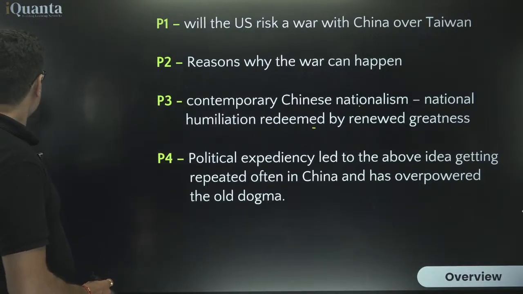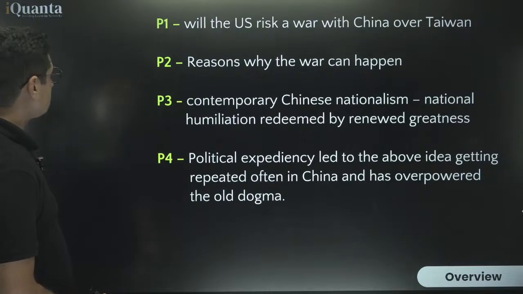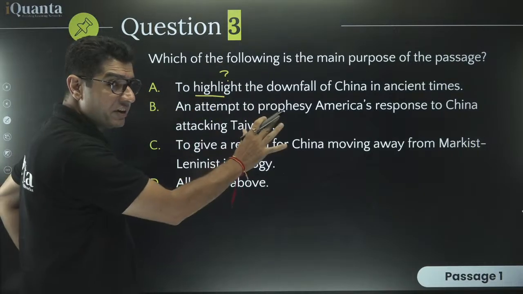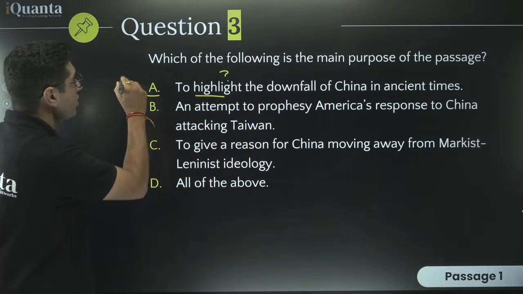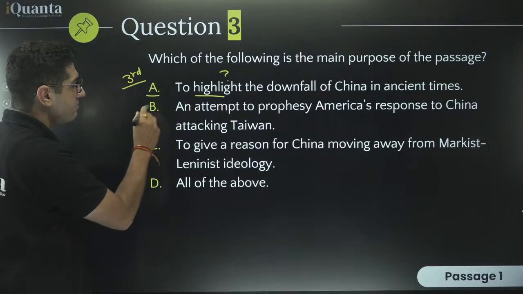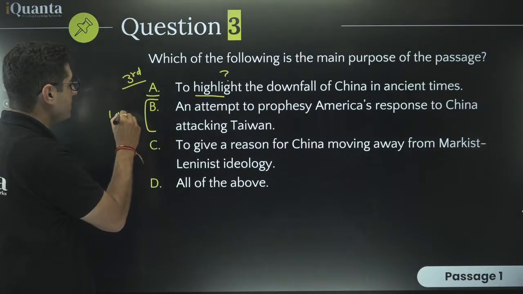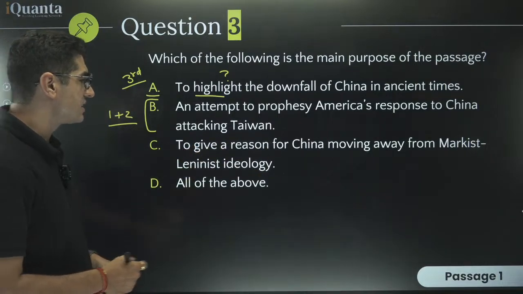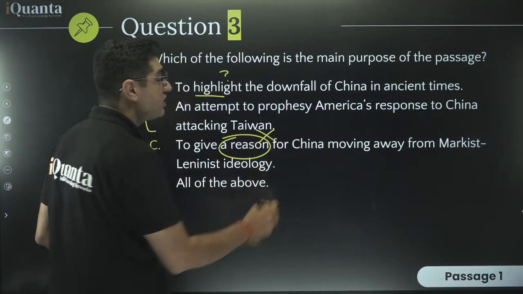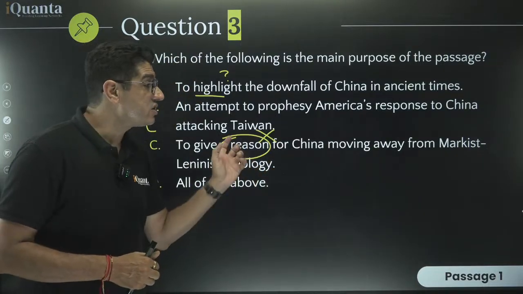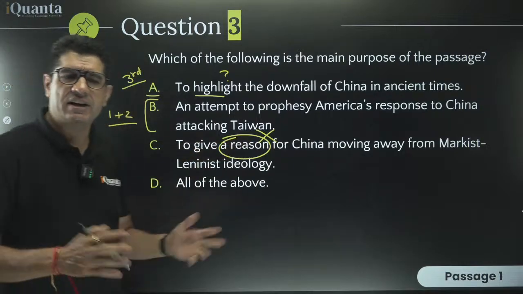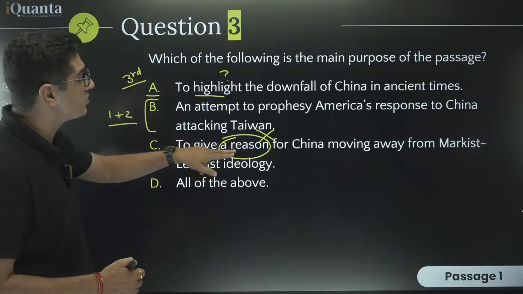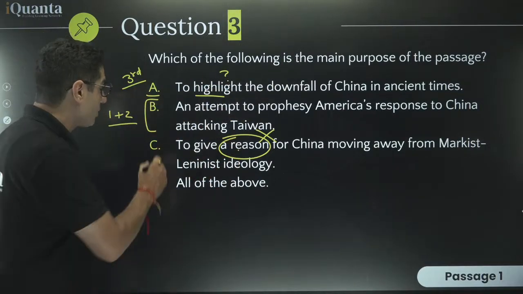So, if I look at this, even if I have to compare it, in first I said that it is questionable, but even if it is not questionable, can I say that it is mentioned? It captures only the third paragraph, whereas B gives you first and second both, and then C, to give a reason for China moving away from Marxist-Leninist ideology, no such reason has been provided. Why did China move away from Marxist-Leninist ideology? We don't know. All we know is that they've moved away from it, but this reason, something that is not even provided, how do we call it the main purpose? So C is ruled out.